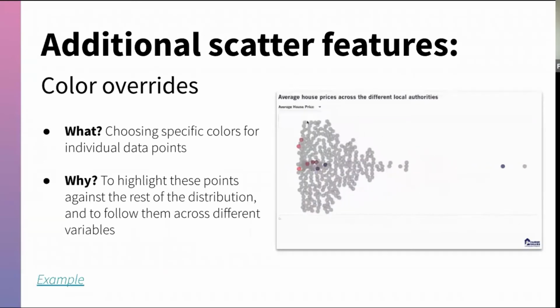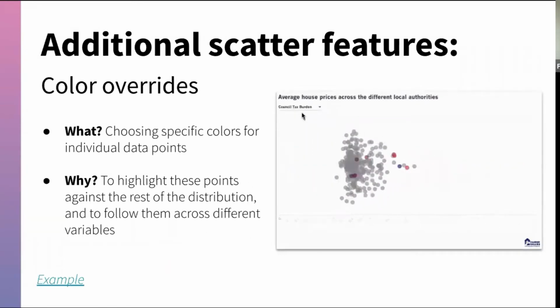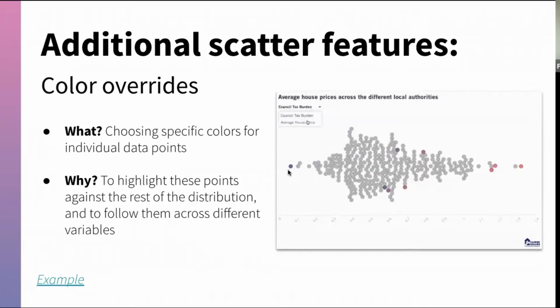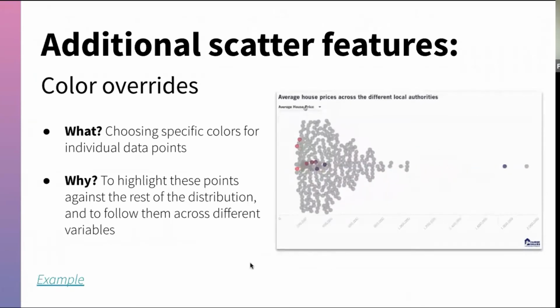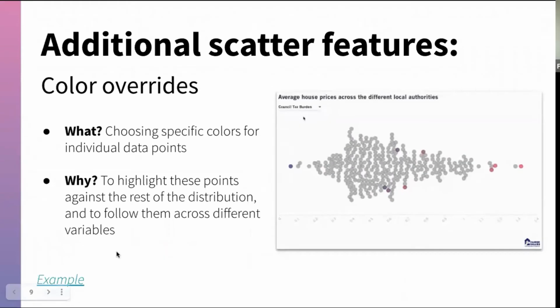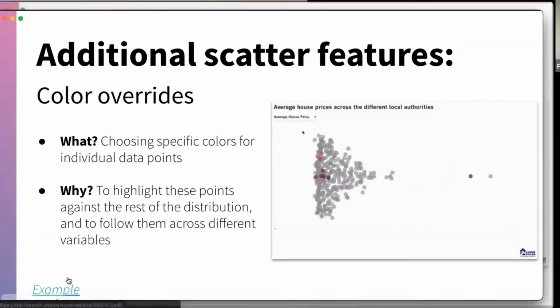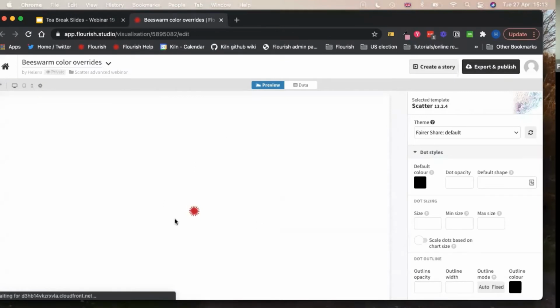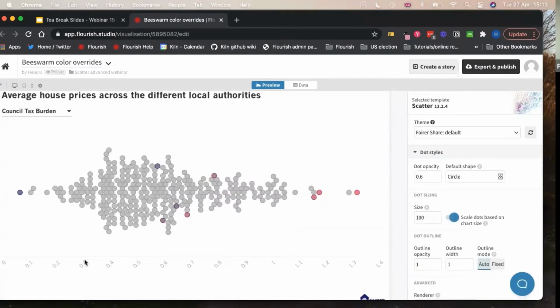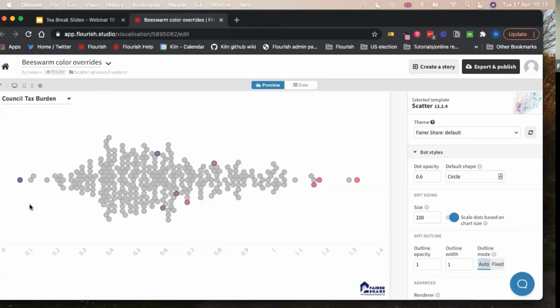These color overrides are also really useful when you have something like this, like a filter, which the user can play between, because by coloring your points, you can then follow them across different variables when the user changes the filter. So before we go back to our fair share example, I'm just picking out this one here, which is just a part of the data to show you how this would work. Here I've used color overrides to pick out some key areas I'm interested in and used colors that pan in different shades, with the blue ones down here that have the lowest council tax burden and the redder ones up the top that have the highest.